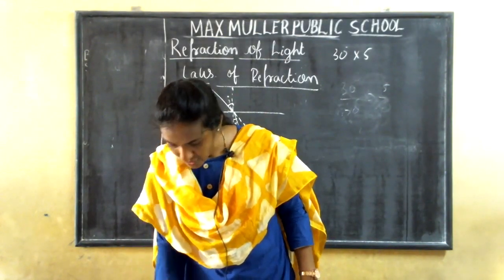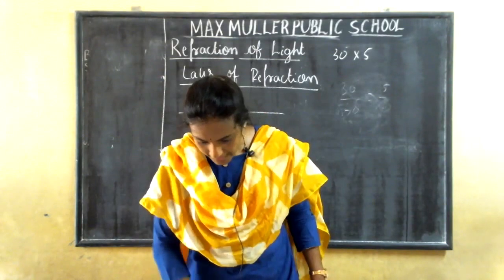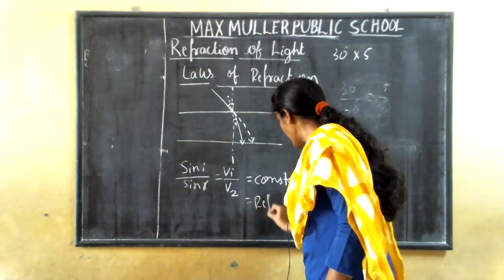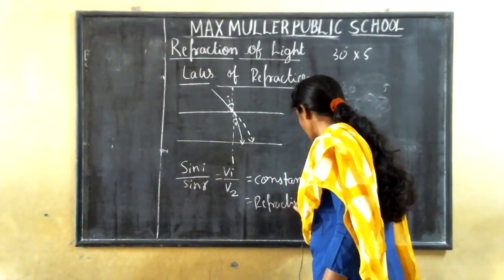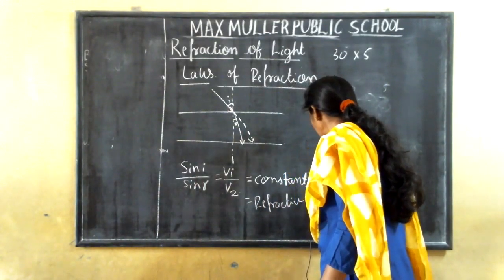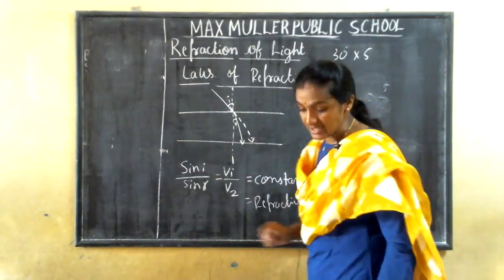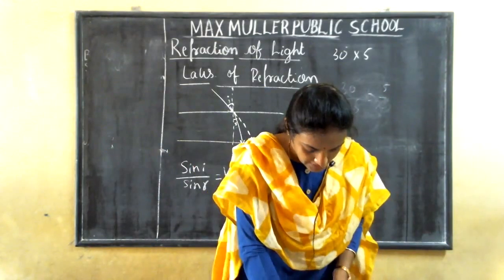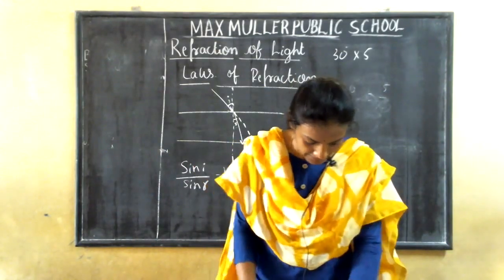So these are the laws. And here, what is the constant you will get now? This is the refractive index. Now, the next point is the refractive index.